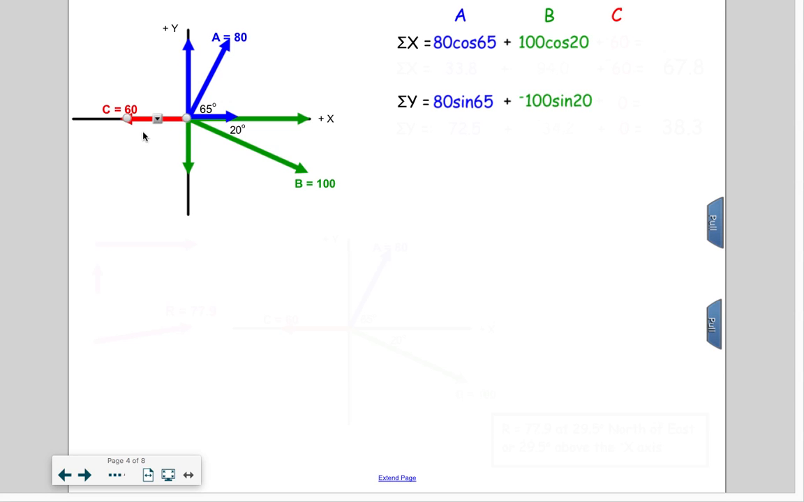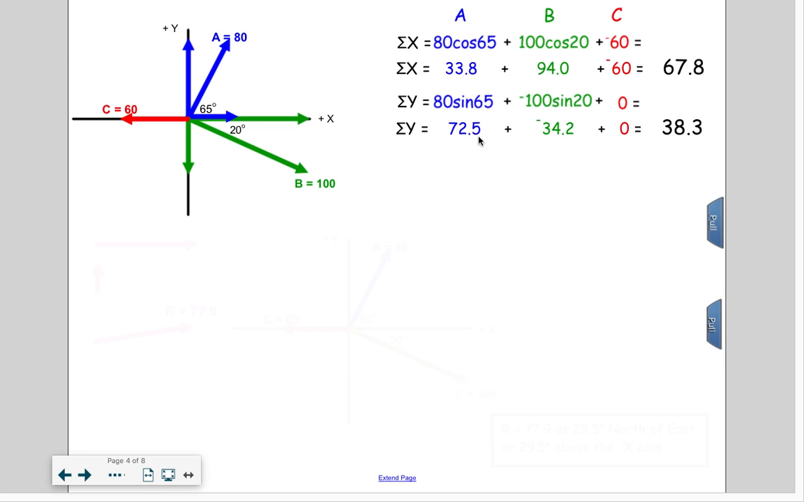Then I have this one, which is ultimately going to be my x component, so I can add on the negative 60 and I can add on 0. And in doing so, 80 cosine of 65, 100 cosine of 20, there's your 33.8, there's the 94, and it gives me that 67.8 I had on the previous slide. And then if I did these ones, I'd have 72.5 minus 34.2, and that gives me my 38.3 that I had.